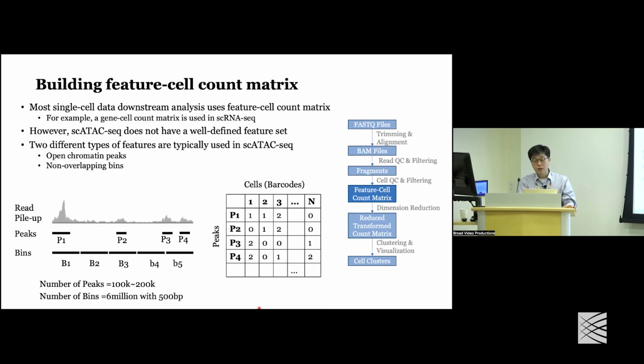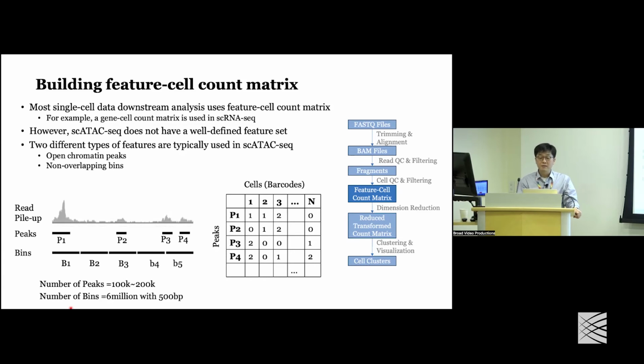Either way, it will eventually create the feature cell count matrix. As shown here, the columns are the cells and the rows are the peaks, and each entry contains the number of fragments that fall in that peak for the particular cell. But speaking about the number of features, they are very, very large. Even for peaks, you typically find more than 100,000 peaks per sample. And bins are even worse. There are 60 million bins if you use a 500 base pair window size for the entire genome.